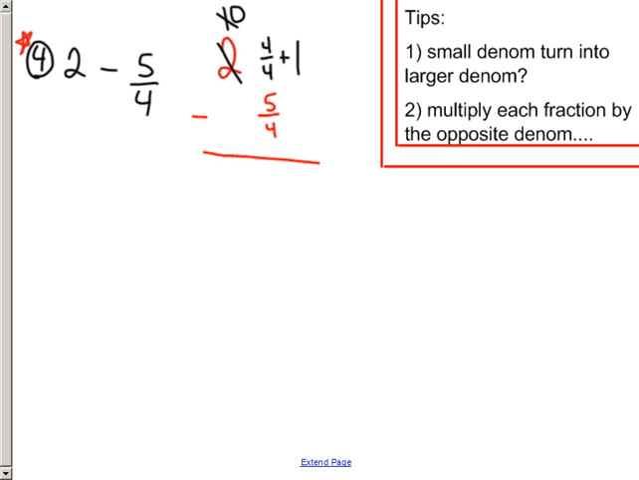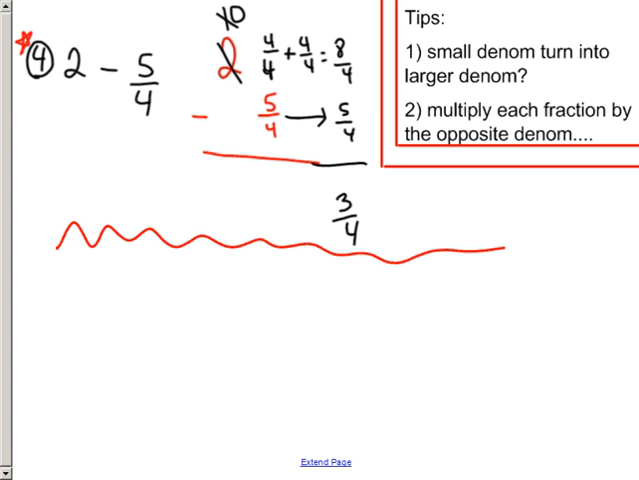So what's that going to become? This 1 is going to become 4 over 4 again, and that would be the same as 8/4. Slide that 5/4 underneath it to do the subtraction. What's 8 minus 5? It's 3/4. So that's one way, but there's always more than one way. So let's take a look at this one.